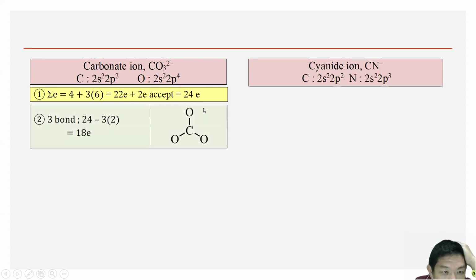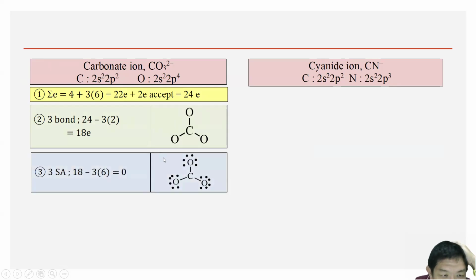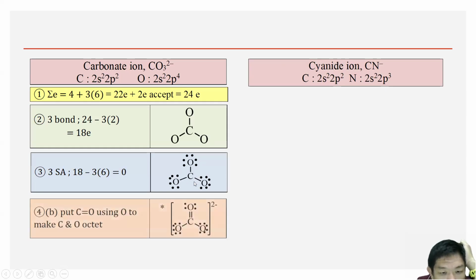So second step, put 3 covalent bonds from the carbon to the oxygens. So you have 24 minus 3 times 2, you have 18 left. So put the surrounding atoms to become octet. So you have 3 surrounding atoms. So 18 minus 3 times 6, you get 0. Okay, so now in step 3, carbon has not yet achieved octet because carbon only has 6. So you use one lone pair of electrons to put a double bond inside here. So you can form this carbonate ion here.